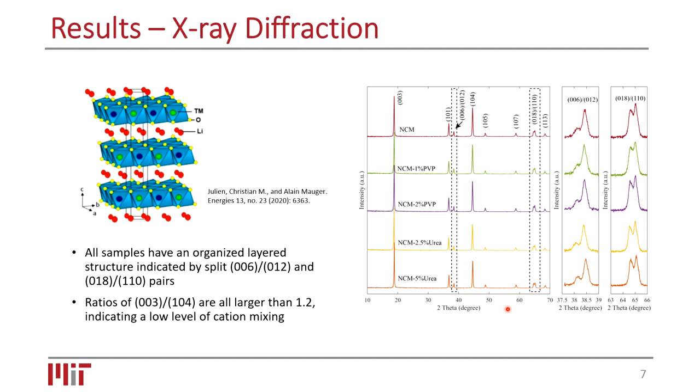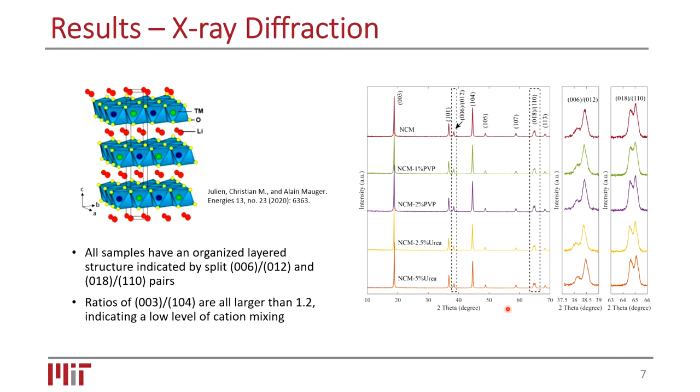For this layered structure, we can tell whether it's organized or not by two pairs of peaks. The first pair is 006 and 012, and the other pair is 018 and 110. As long as we can see split peaks, we can tell this structure is organized. The next feature is the cation mixing. In this layered structure, lithium ions sometimes mix with the transition metal, which is undesired for the material synthesis. However, as long as the ratio of 003 over 104 is higher than 1.2, we consider the material to have a relatively low level of cation mixing.